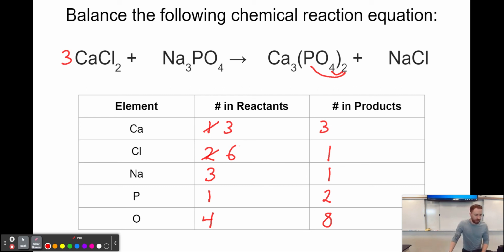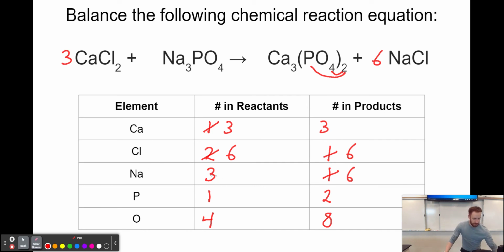So let's move on to the chlorines. Let's just go down the list. We need 6 chlorines now in the products. So I'm going to throw a 6 in front of this. That changes the number of sodiums to 6 and the number of chlorines to 6. Okay, kind of making some progress.